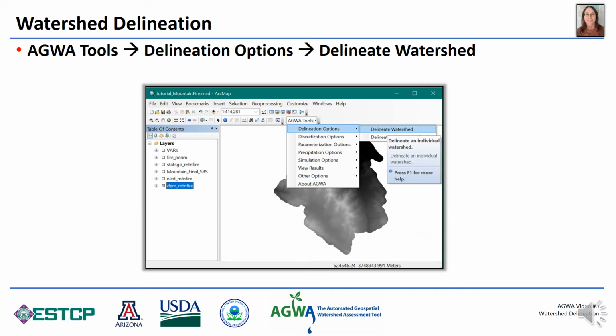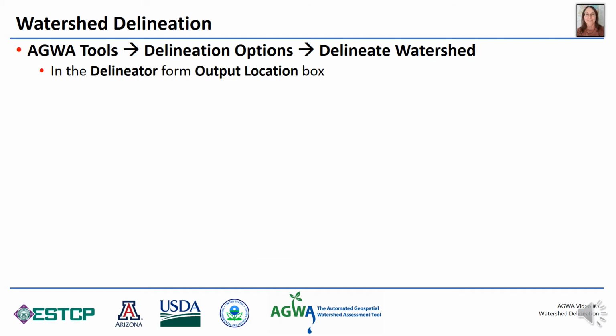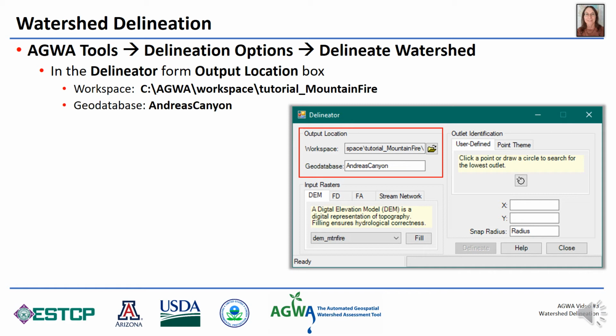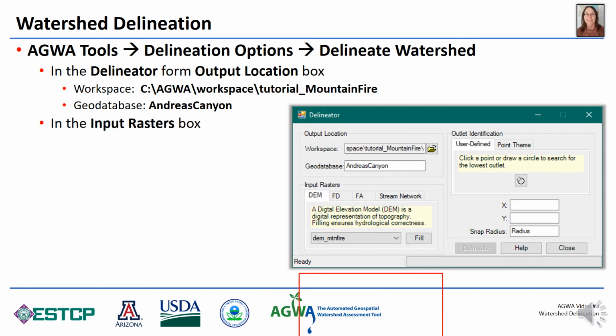To delineate the watershed, go to AGWA Tools, Delineation Options, Delineate Watershed. In the delineator form that opens, in the Output Location box, the workspace will already be selected, Tutorial_Mountain Fire. Name the geodatabase Andreas Canyon. AGWA stores all of the data it creates in this geodatabase.